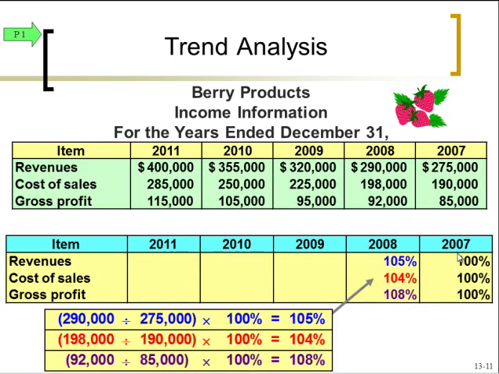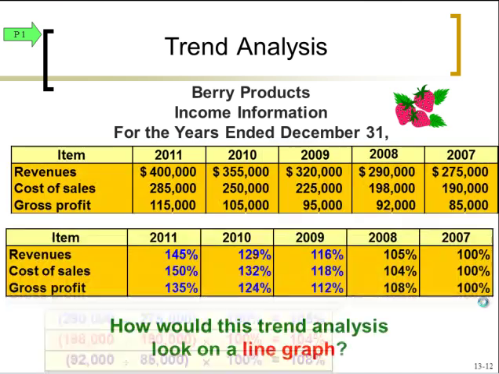In 2007, obviously, taking that number divided by itself is going to be 100%. But in 2008, we'll take 290,000 divided by 275,000. We find out it's 105%. It's 105% of the base period. That's how we should say it. You do the same thing for each line and each year.